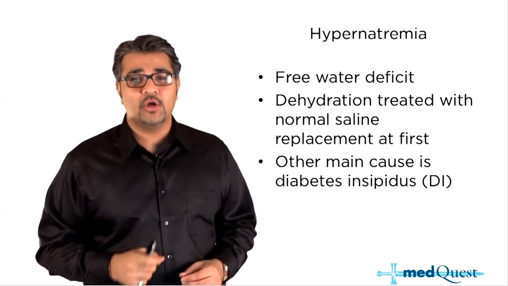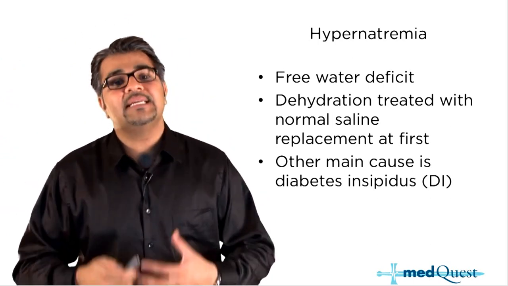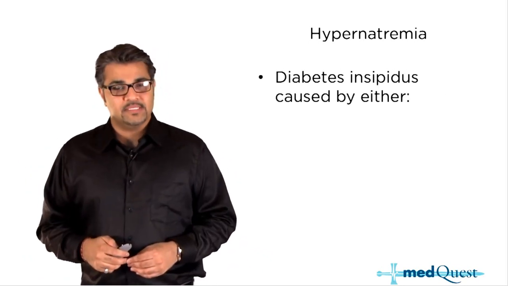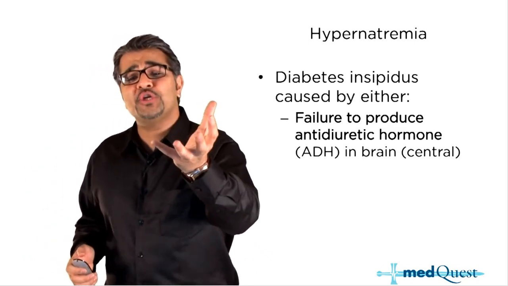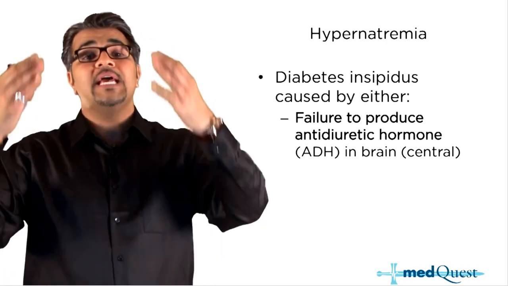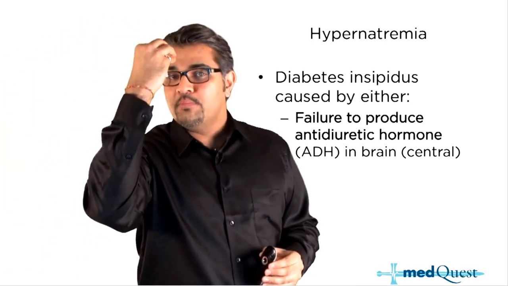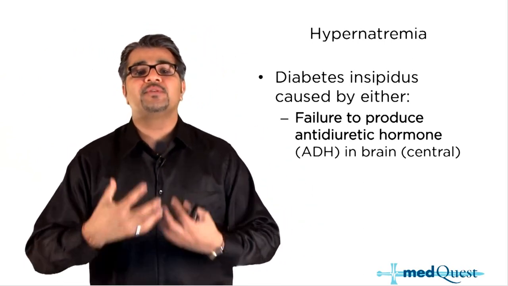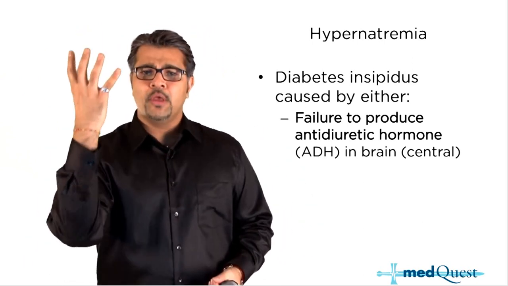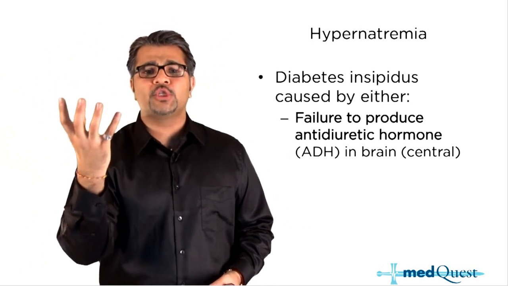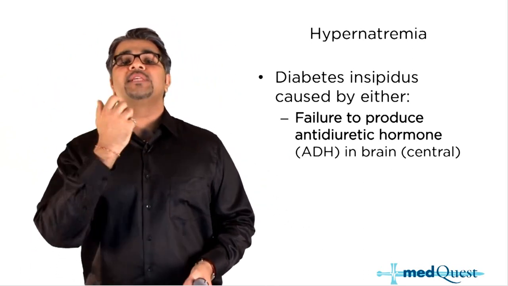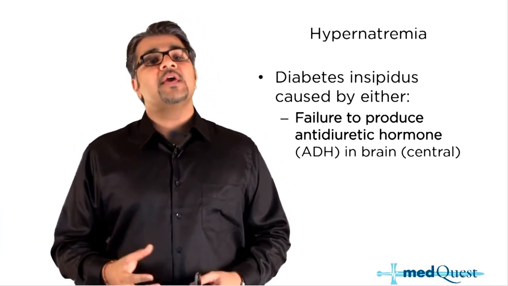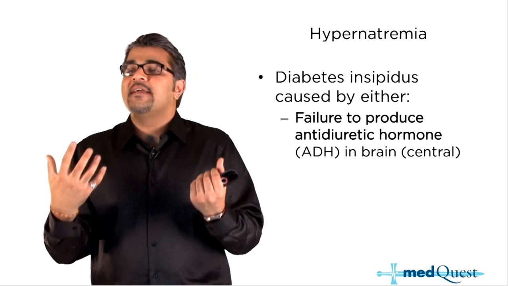The other main cause that you have to keep in mind is diabetes insipidus. Diabetes insipidus can be caused by a lot of forms. Number one, diabetes insipidus can be caused by a failure to produce anti-diuretic hormone. That's called central DI, because our brain, which is supposed to produce the anti-diuretic hormone, is not producing it. Therefore, it's a central problem. It's a problem with the central core of the body. I'm not producing enough anti-diuretic hormone, or I'm not producing any. Therefore, my body just does not see it.